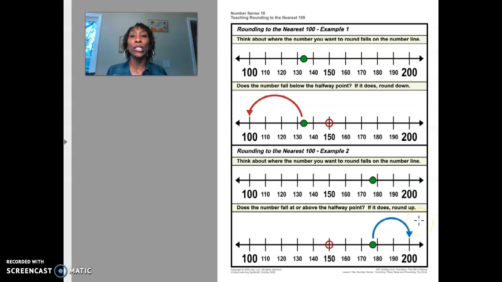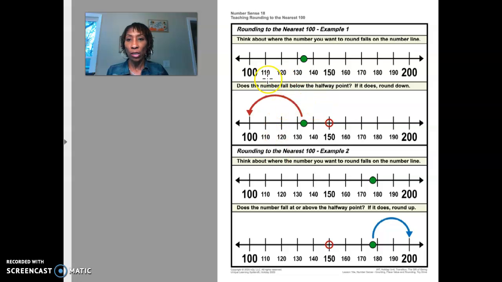Your learning goal is rounding to the nearest hundred. We learned this skill last week and we'll continue for the month of December. So let's just look at refreshing ourselves.